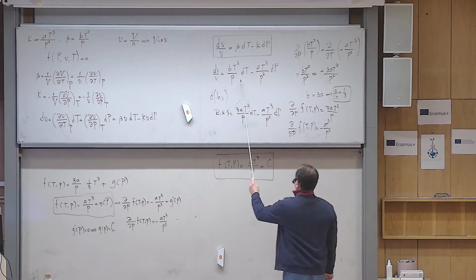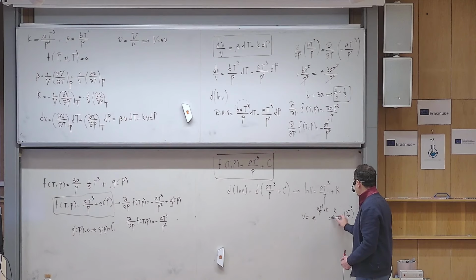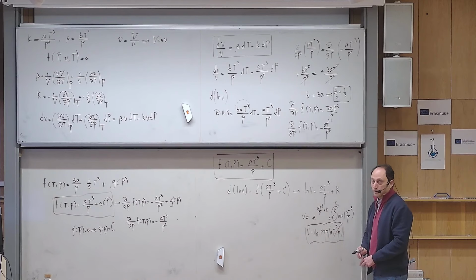So v becomes e to the power of a t cubed over p plus k. Of course, I can write it as e to the power k times the exponential of a t cubed over p, and e to the power of k I can call v naught. So then it means that v is equal to v naught times the exponential of a t cubed over p. And that is the equation of state. That's an equation between v, t, and p. Okay, so that's an equation of state.